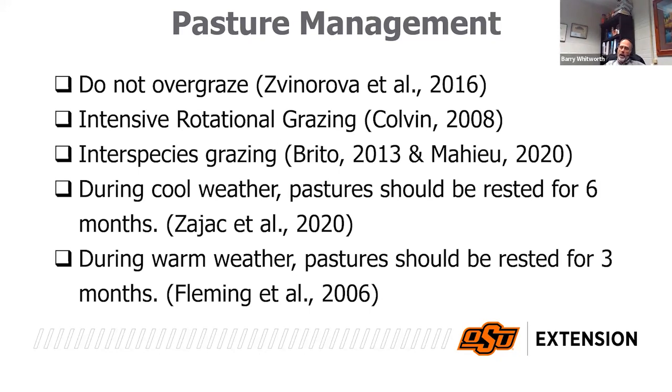There's a lot of research in grazing about small ruminants, and intensive rotation grazing has shown that they'll show lower fecal egg counts, and a lot of times they'll show better weight gains. Interspecies grazing works well because parasites that bother sheep and goats don't normally bother cattle, with the exception of Haemonchus.